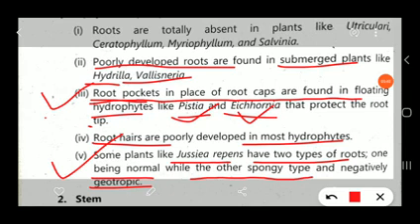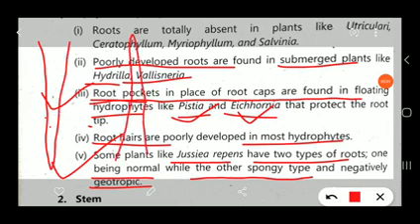One is normal; normally roots arise from the radicle, while the other roots are spongy types. They are spongy because there is an exchange of air, so they can easily float, and they are negatively geotropic. Positively geotropic means those growing in the soil. When their roots grow in the air, it is known as negatively geotropic. That means they are not growing in the soil. This is the point, negatively geotropic.